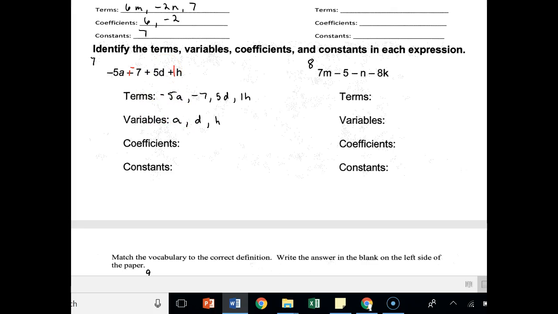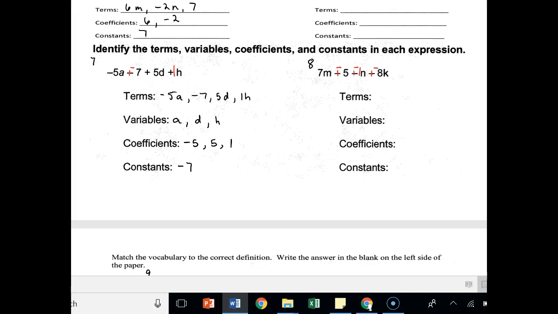The coefficients are negative 5, because that's attached to the a, not negative 7, because that's a constant, 5, because that's attached to d, and a positive 1, because that's attached to h. And the constant happens to be negative 7. So be very careful and pay close attention to your signs. So like in number 8, you want to say plus a negative, and you want to throw a 1 in there, and plus a negative.